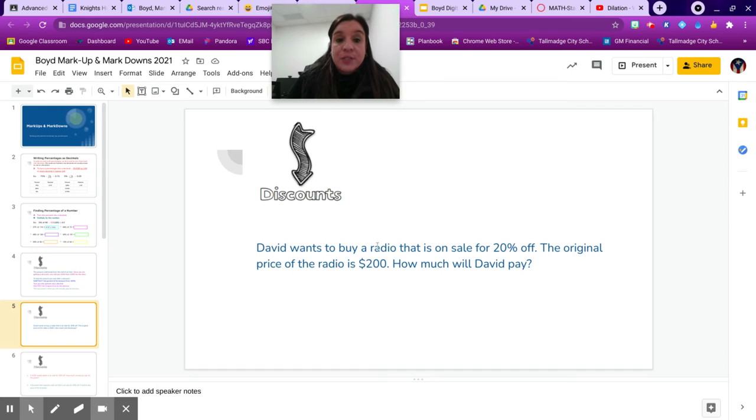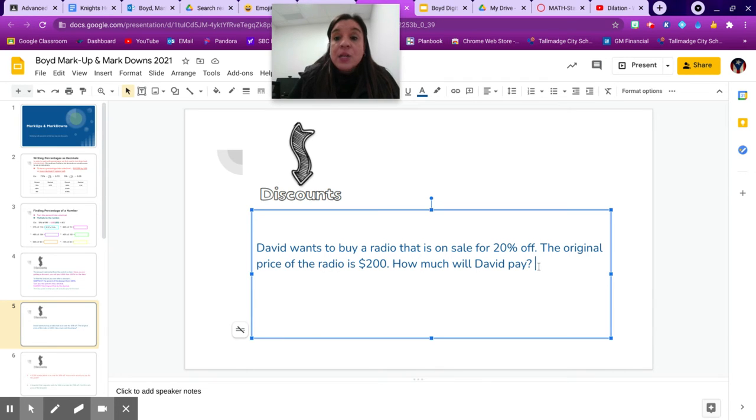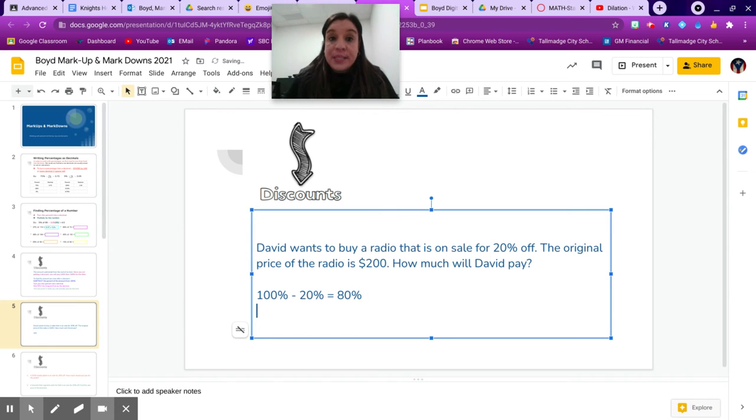So here we have our first example. David wants to buy a radio that is on sale for 20% off. The original price of the radio is $200. How much will David pay? All right, so David is going to pay how much? It is a discount. We know he's getting 20% off. So step one, I'm going to do 100% minus 20% because that's how much he's getting off. So David is actually going to pay 80% for the object, the radio in this case.